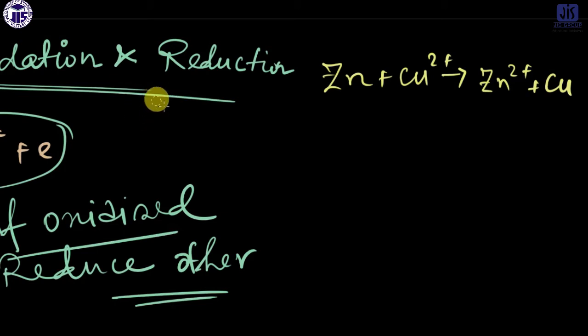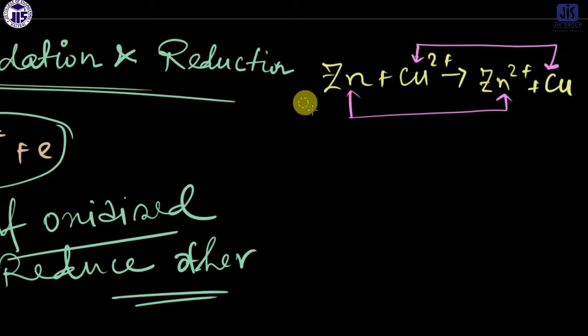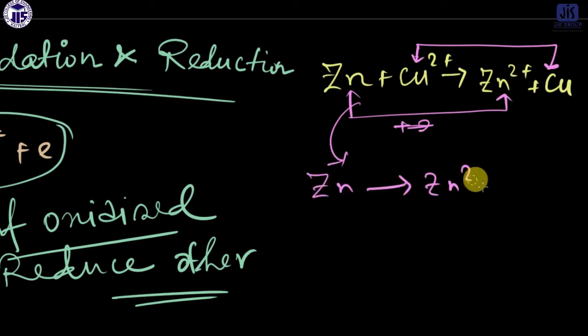So look here, it is a redox reaction. Why? Because the reaction has two half reactions: from zinc to Zn2+ is one half, and copper 2+ to copper is another. Zinc to Zn2+ means, if I write it down here, zinc gives Zn2+ plus 2e. So it is the example of oxidation, isn't it? So this half reaction is called the oxidation reaction.